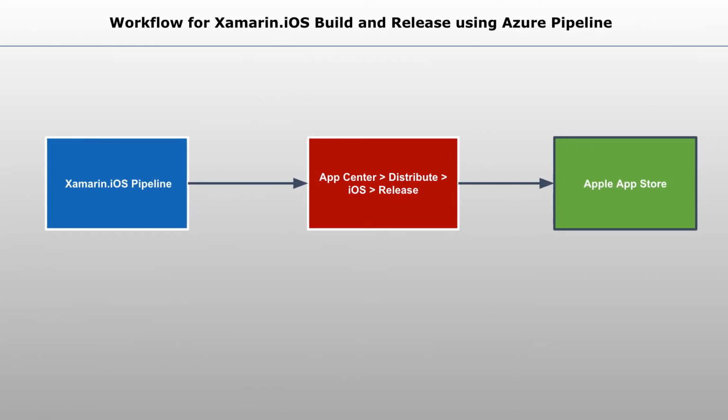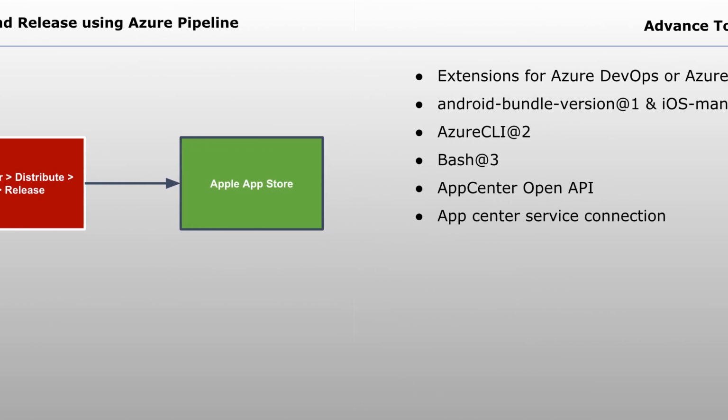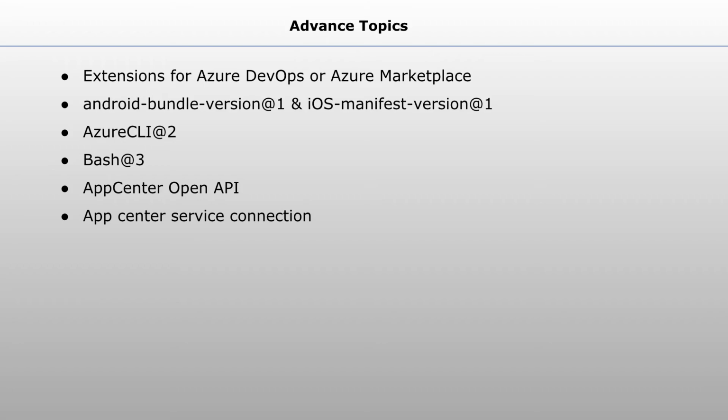Similarly, we will create the pipeline for the Xamarin.iOS app, where I will show you what tasks need to be added sequentially one by one, and what parameters and input values are required for each task.